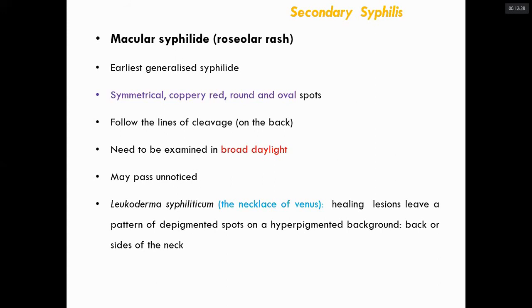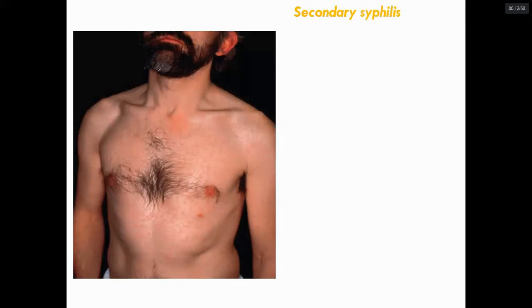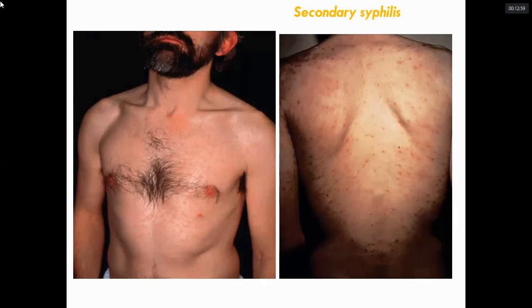And there is one term called leukoderma syphiliticum, or the necklace of Venus, in which there are healing lesions which are depigmented, and they appear like depigmented spots on a hyperpigmented background on the back and sides of the neck. These are called leukoderma syphiliticum, or the necklace of Venus. And you can see macular syphilid, multiple coppery red, symmetrically distributed lesions, and these follow the lines of cleavage.